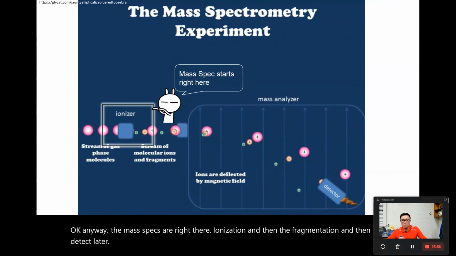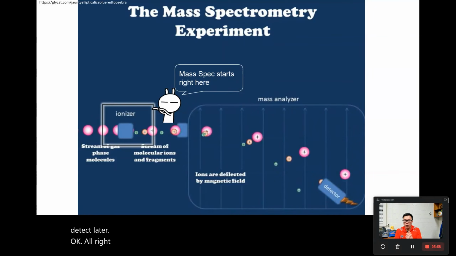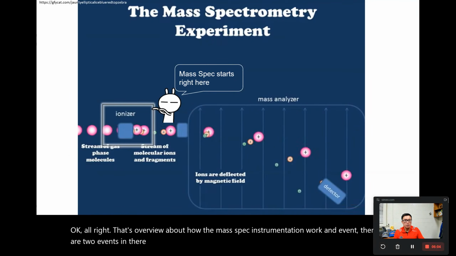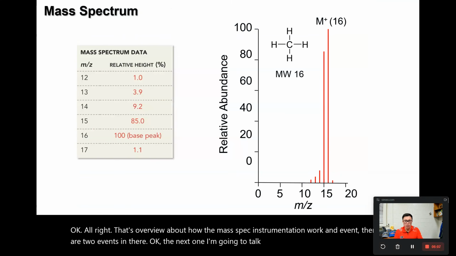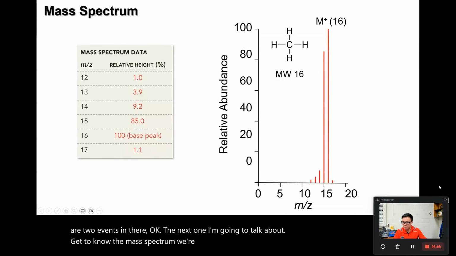All right, that's an overview of how the mass spec instrumentation works and the events. There are two events in there. The next one I'm going to talk about is getting to know the mass spectrum. We're going to start reading.